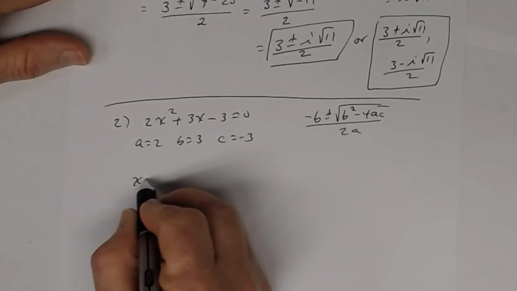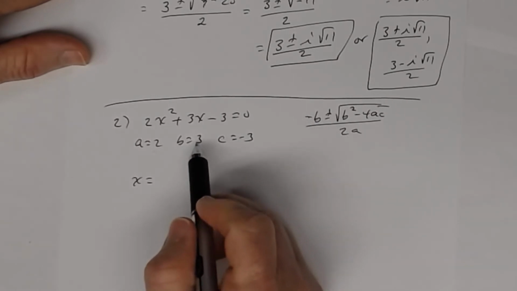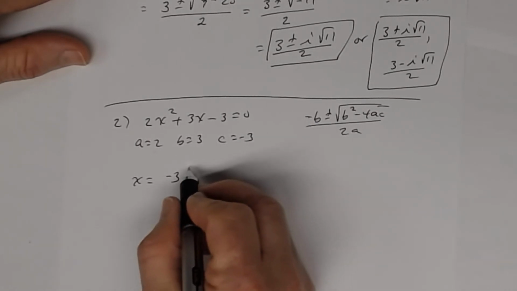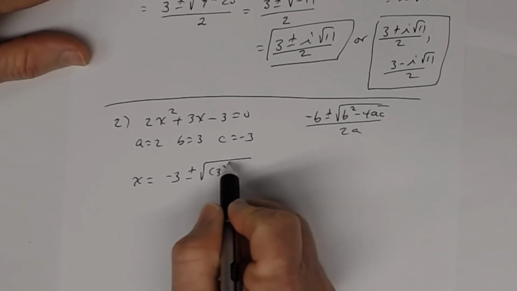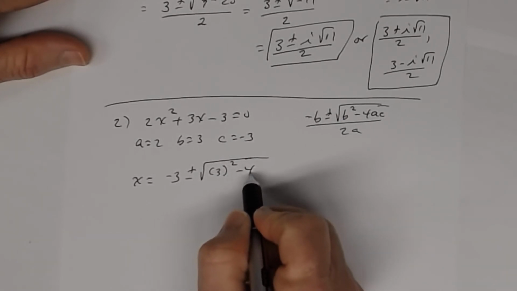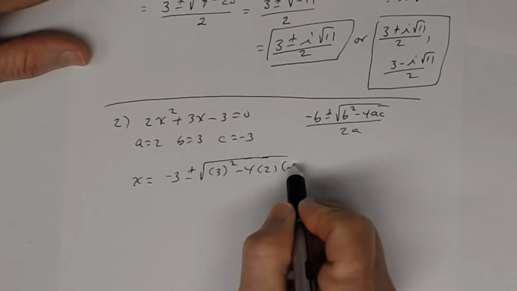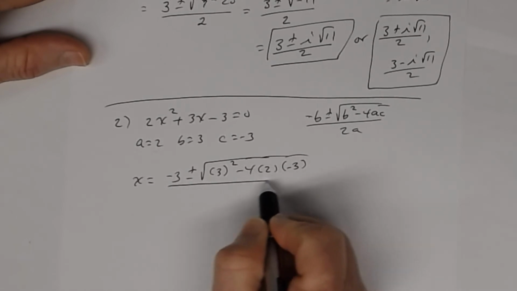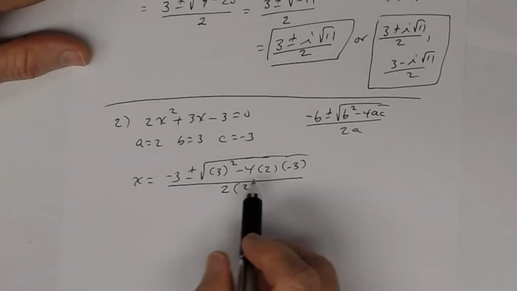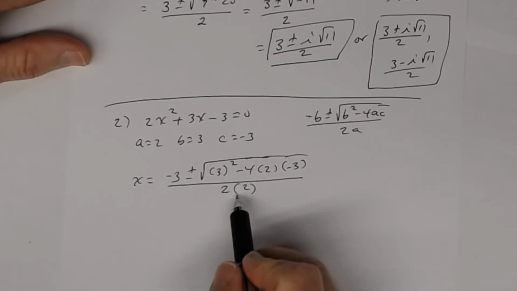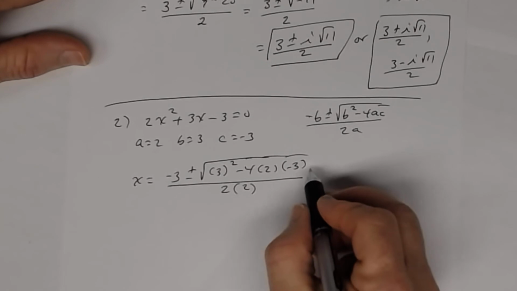So I get x equals, this says the opposite of b. So b is 3, the opposite of 3 is negative 3. Plus or minus the square root of b, which is 3 squared, minus 4 times a, which is 2, times c, which is negative 3. All of this is being divided by 2 times a, and a is 2. So make sure you do all of this being divided by 2 times a. And you must say 2 times a, 2 times 2 in this case.